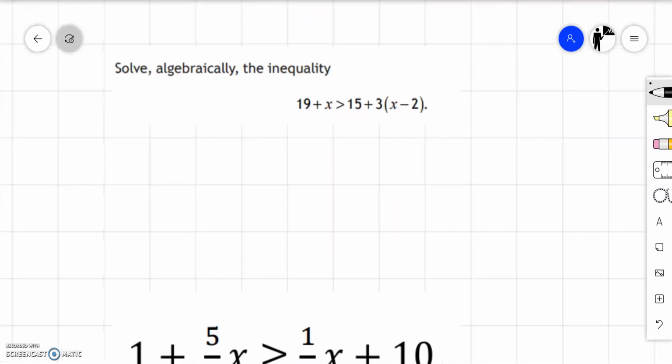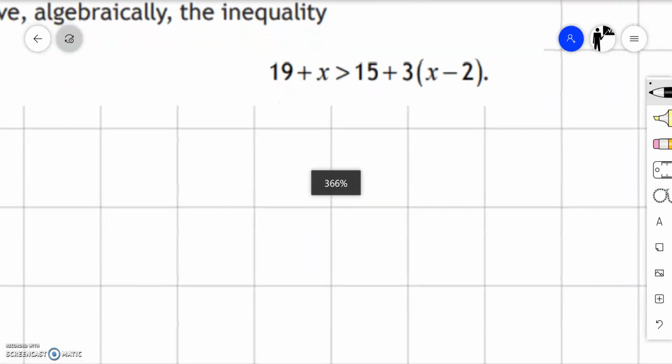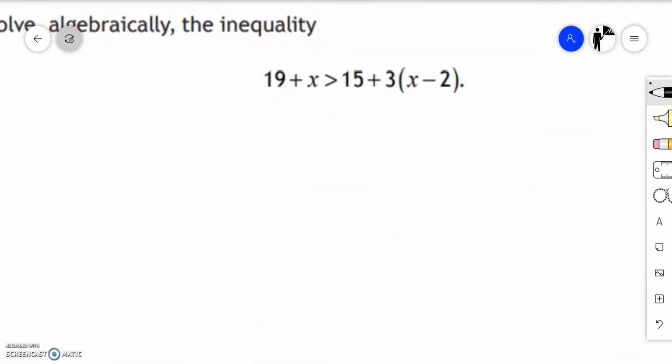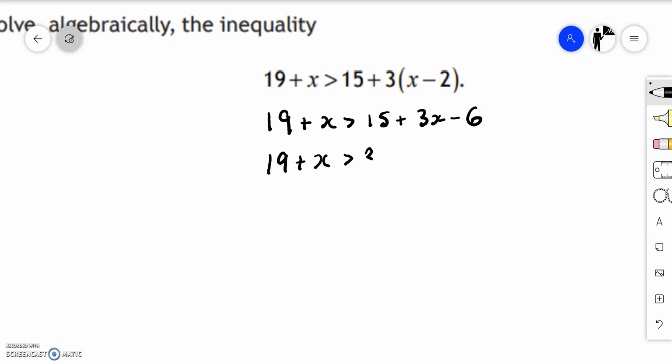Example 2. Solve algebraically the inequality 19 plus x is bigger than 15 plus 3 lots of (2 minus x). We've got a bracket here, so we'll resolve this first. 19 plus x is greater than 15 plus 3x minus 6. Let's just tidy up this right hand side a little bit. 19 plus x is greater than 3x plus 9.